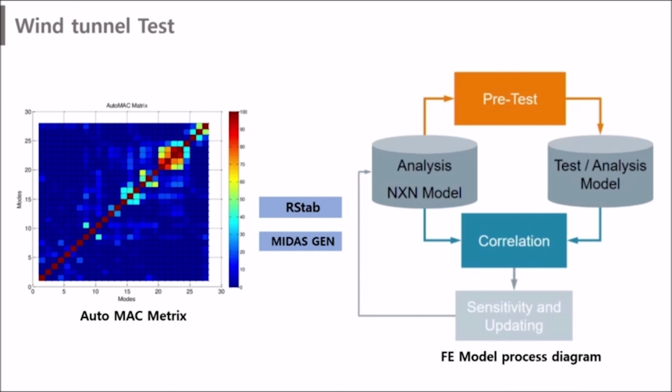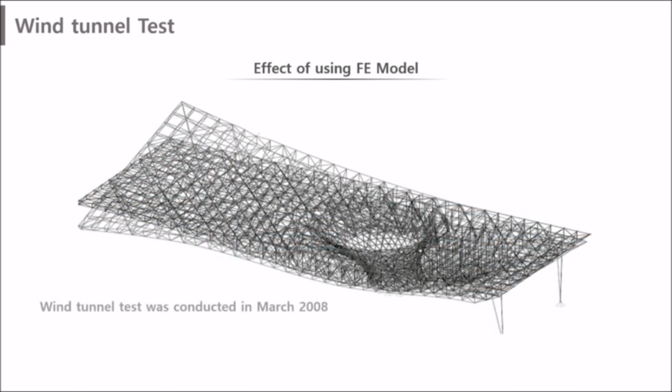The structural analysis of the roof has been performed using the FE software LSTAP and reviewed by Midas Gen. The roof has been idealized by means of a full 3D model. The wind tunnel test was conducted in March 2008 before construction began. The FE model allows the interpretation of eigenfrequency values to predict instability such as spikes or wavering.